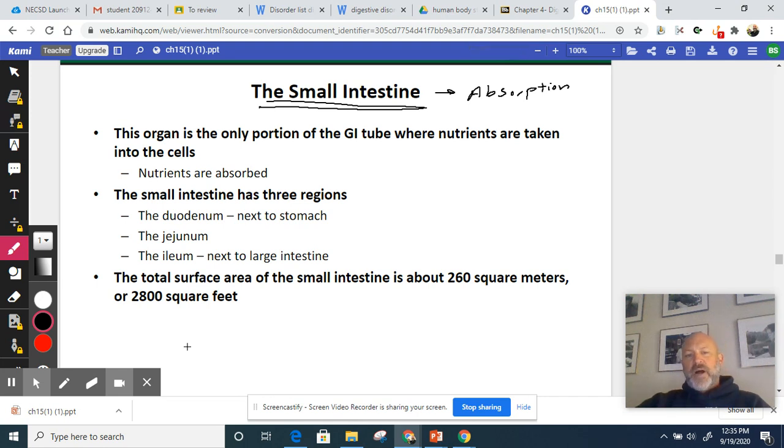So it's at the duodenum, which is the very beginning of the small intestines, right next to the stomach, that we see a site of chemical digestion. So digestion is continuing here. It's in the jejunum that we see absorption.